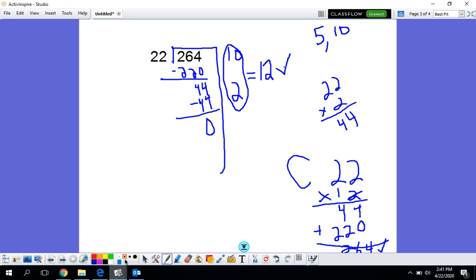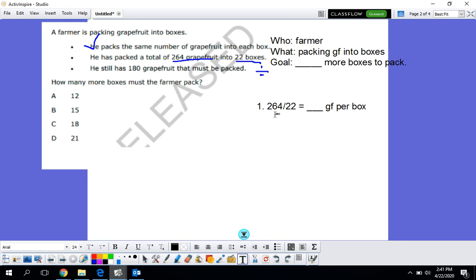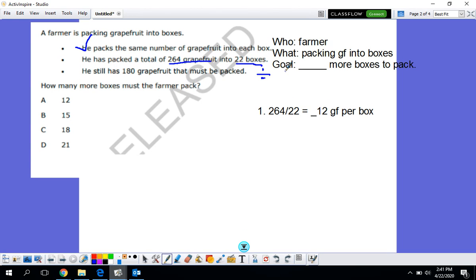Now, I got to go back to my problem and figure out, is 12 my answer? So remember, if I did 264 divided by 22, that is telling me the number of grapefruit per box. So it's 12 grapefruit per box. And look, I see 12 over here. But remember, just because I see 12 doesn't mean that's the answer. They could be trying to trick me. Let me go back to my goal. My goal wants blank more boxes to pack. So I need to think, is 12 the amount of boxes to pack? No, 12 is the grapefruit per box.